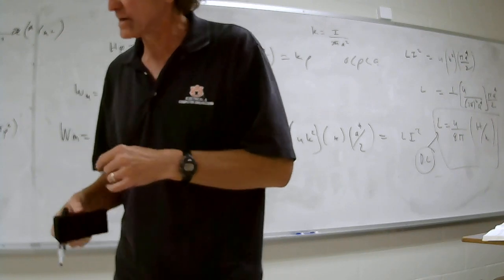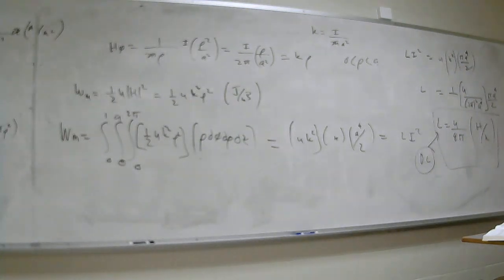Now, I got to tell you something else. If you were trying to calculate the inductance per meter for an infinite wire from a to infinity, it goes to infinity per meter. And here's why. Just so you see it. And you'll see it in a second.